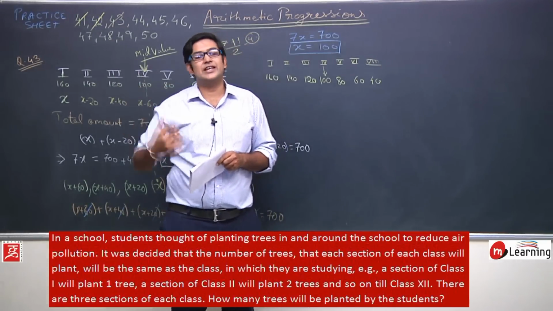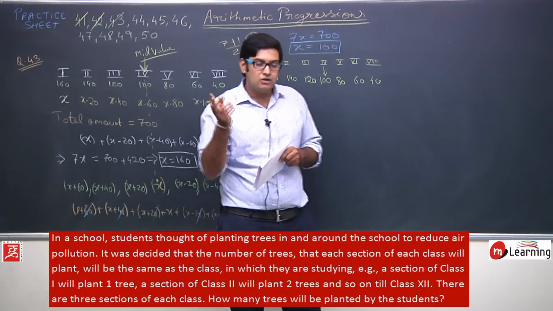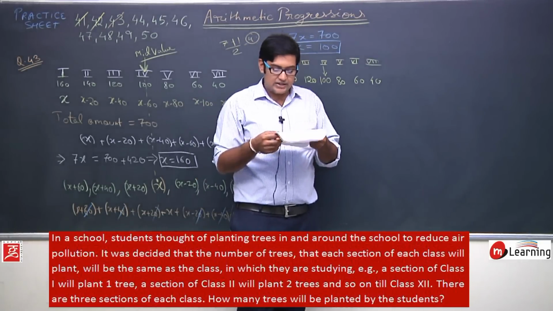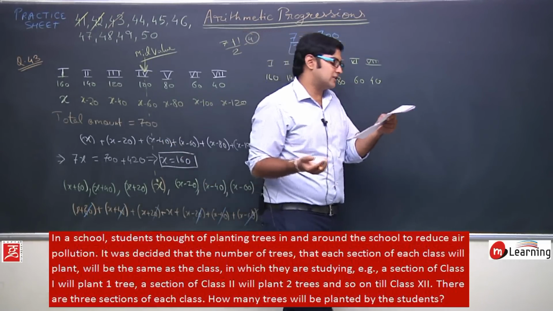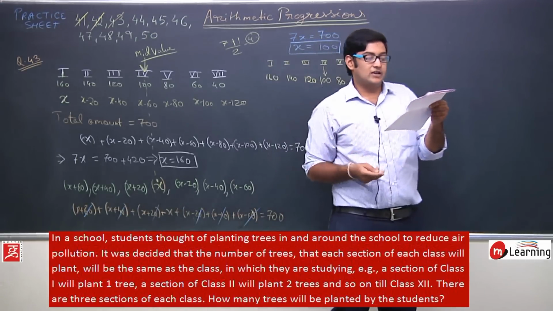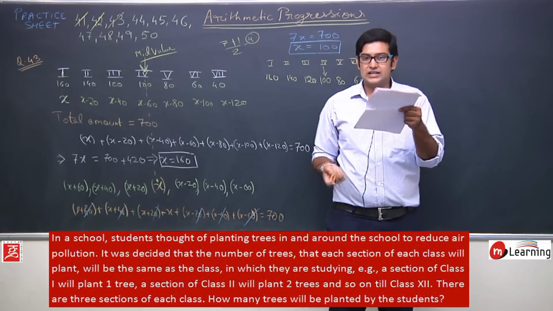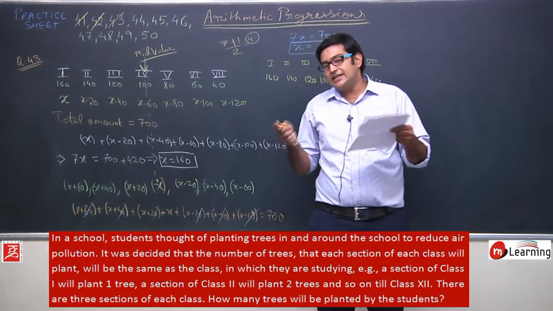If I talk about 12th class, then each section of 12th class has to plant 12 trees. So what it says is, according to the class in which they are studying. For example, a section of class 1st will plant only 1 tree, a section of class 2 will plant 2 trees, and so on till class 12th. There are 3 sections in each class.